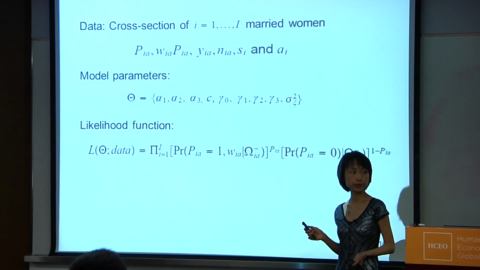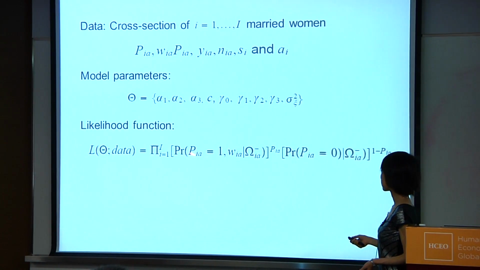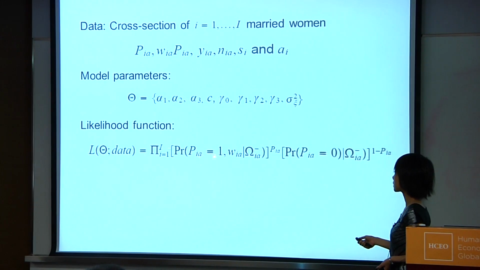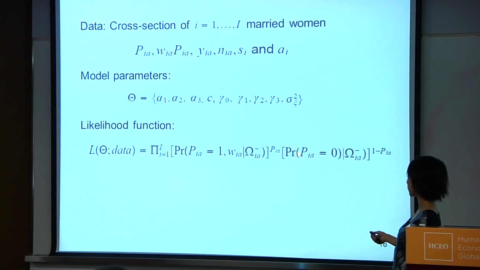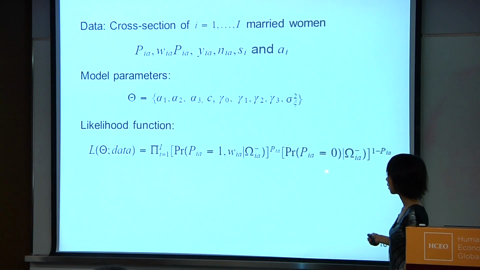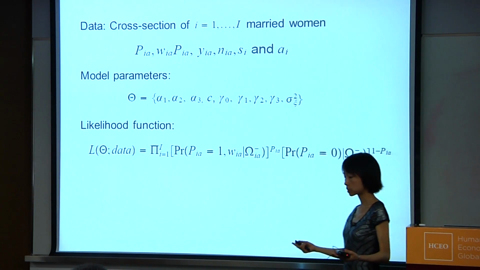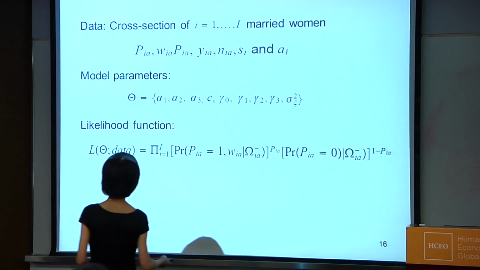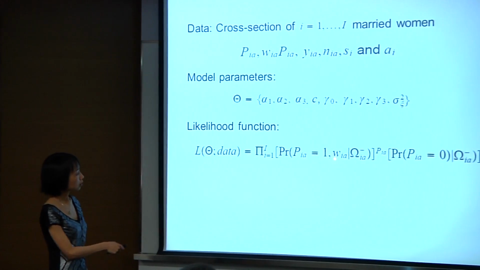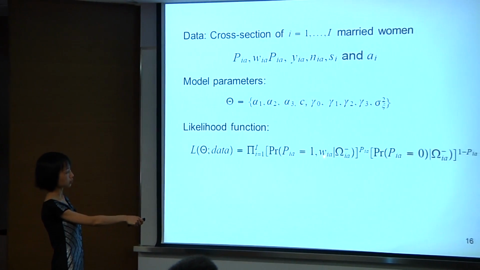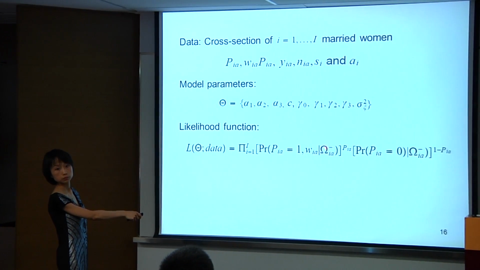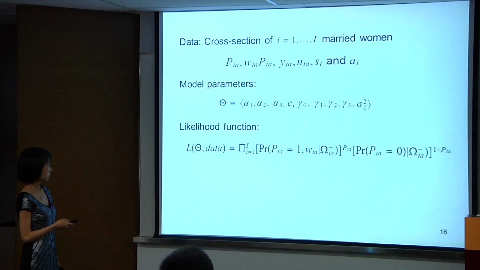So we can form the likelihood again. The likelihood is, for each woman, the probability of participation to the power that she participates, times the probability that she doesn't participate to the power that she doesn't participate. This gives you the whole probability that we observe the participation decision for the whole sample. For those who participate, we also need the probability that we observe that wage, which is also something that we observe. That's the likelihood function.